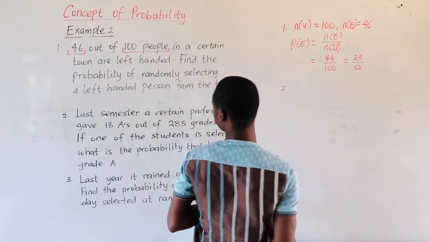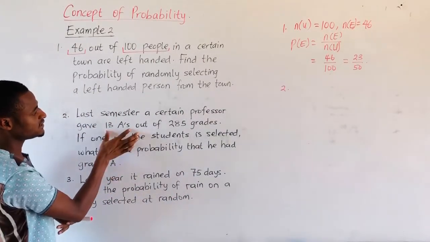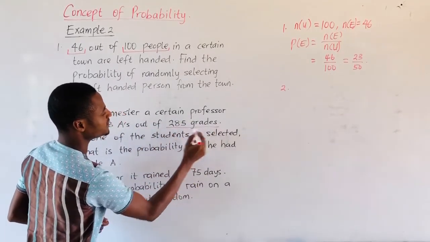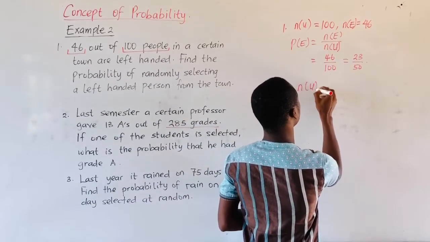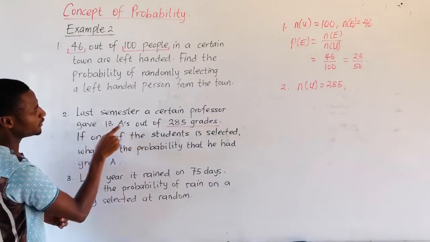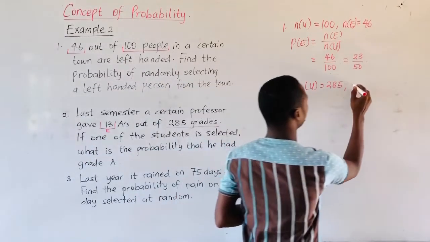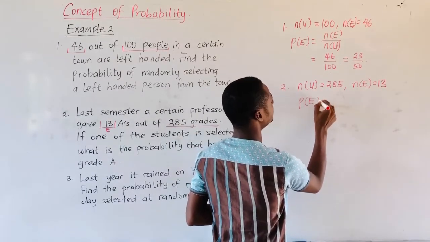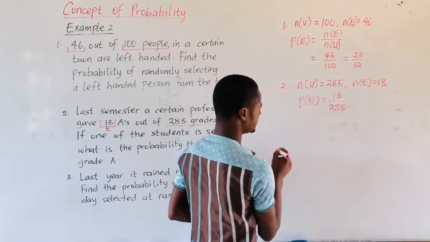Then our second question. Last semester, a certain professor gave 13 A's out of 285 grades. So the total number of grades is 285, and that is our sample space. And then the number of A's he awarded out of this is 13. This becomes our event. The number of elements in the event is 13. So our probability is the number of elements in the event over the number of elements in the sample space.